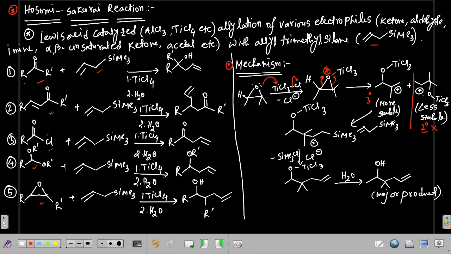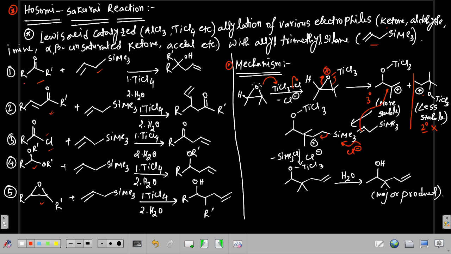So this 3 degree carbocation, in presence of allyl trimethylsilane, this double bond will attack on this carbocation. So it will form a carbocation here, followed by next we have a chloride ion in the system. So this chloride ion will attack on this trimethylsilane, and it leads to the removal of trimethylsilyl chloride. Next we have this OTiCl3, and here will be a double bond.